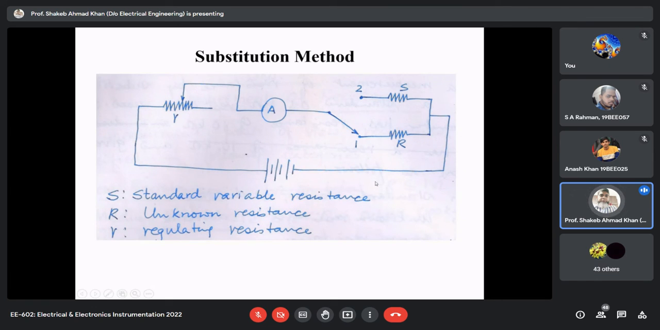This is obvious. It is not magic. It is very simple. When we are connecting this with the unknown resistance, then your equation will be R plus R.